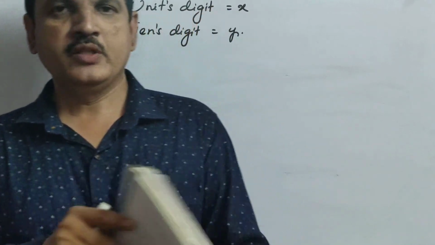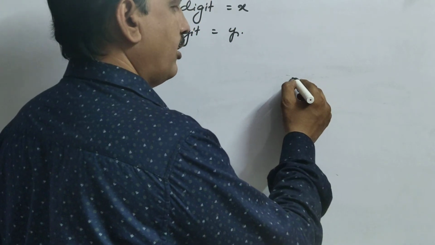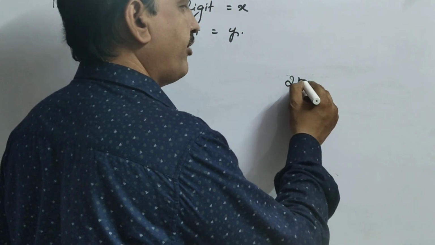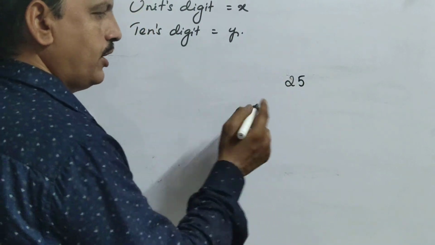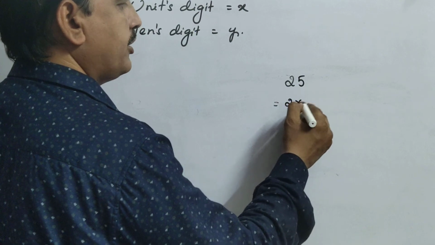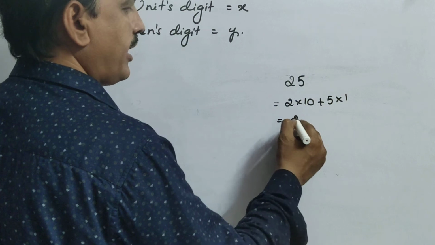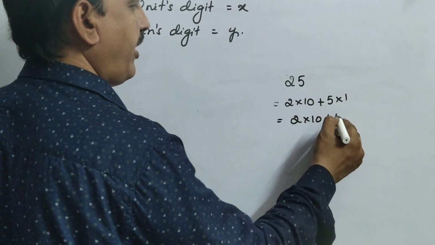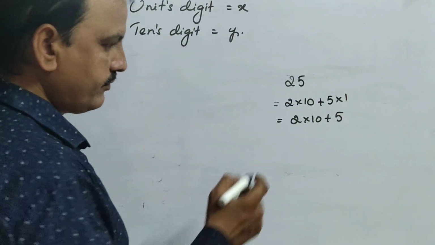Actually, what is this number, reversing number? I'll tell you first. In childhood, if you have seen 25, 25 can be written in expanded form. It's a 2-digit number. So, how to write in expanded form? 2 into 10 plus 5 into 1. So, you can write 2 into 10 plus 5 also. That means, what do you observe here, children?